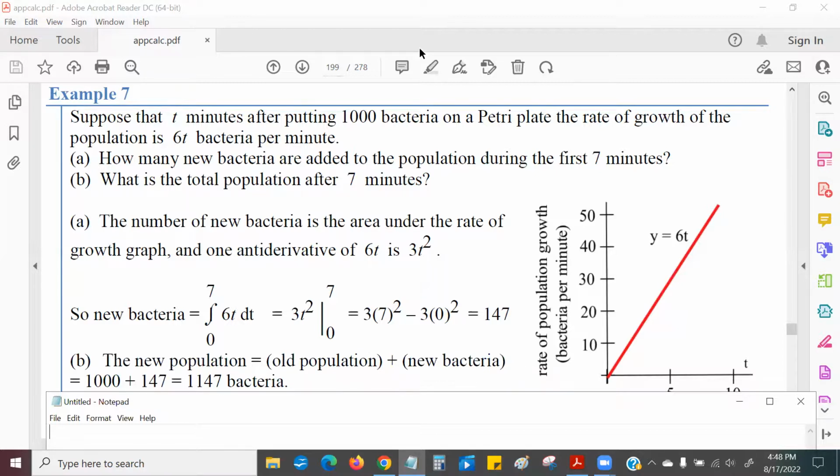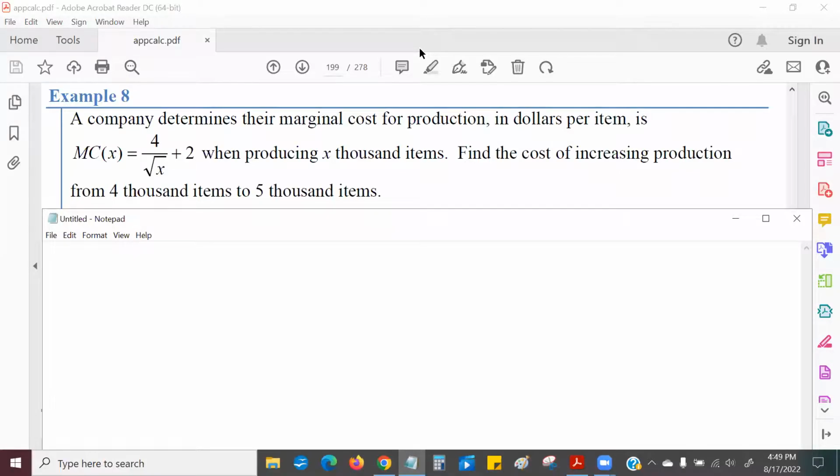So good for that. I want to do one more problem for this section, and then we're going to end this video. Okay, a company determines their marginal cost for production. Well, we've been doing bacteria and robots, and now we're doing marginal costs.